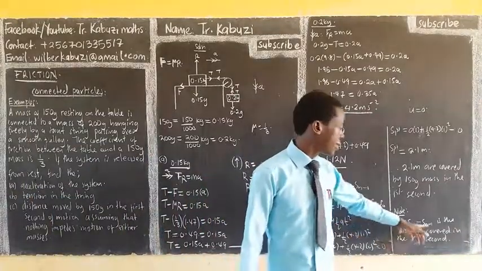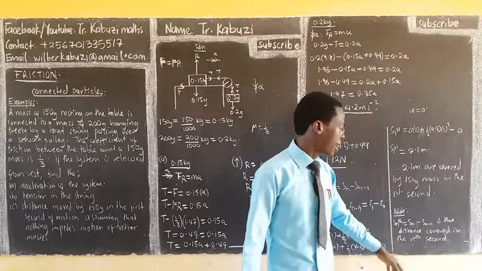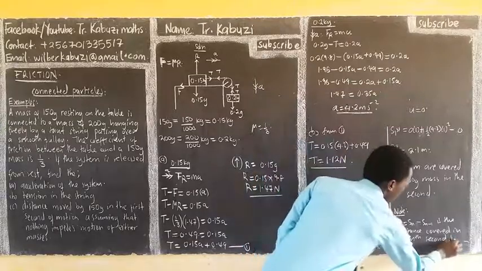Sn, because this is the distance covered in the nth second by a particle.